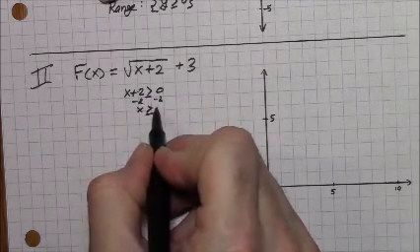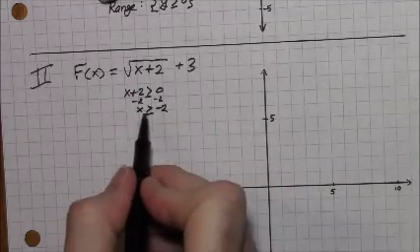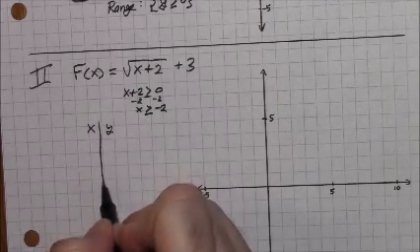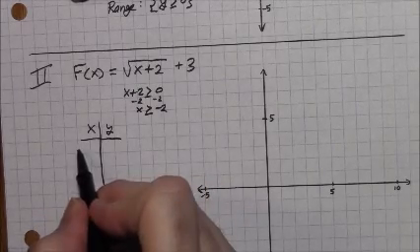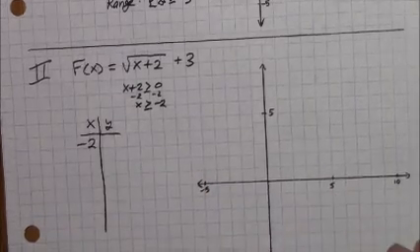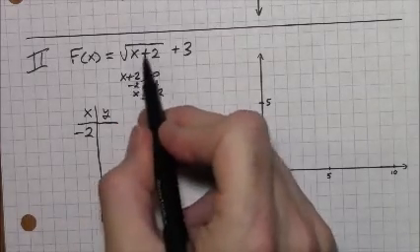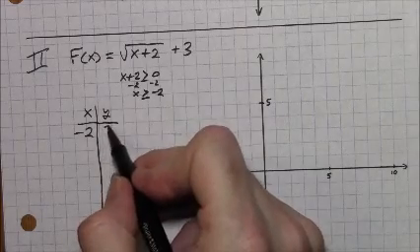So x is greater than or equal to -2. The equal part means that this is the starting point. So we'll do the table of values, and you put -2 as your starting number. When you put a -2 in here, you get a 0, and the square root of 0 is 0, and 0 plus 3 means that you have a 3 here.